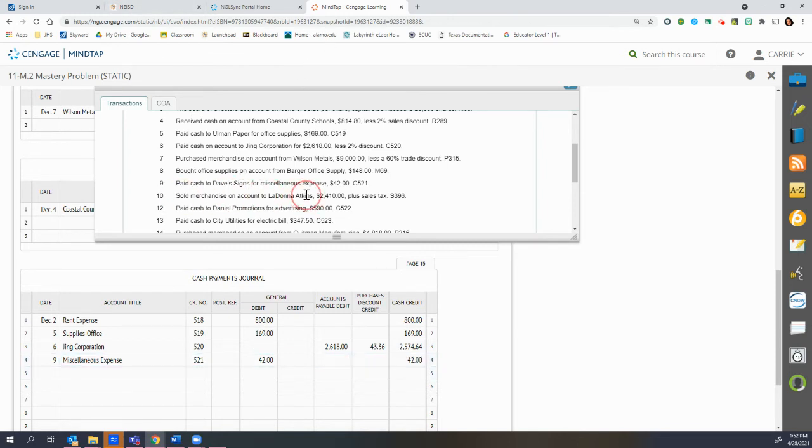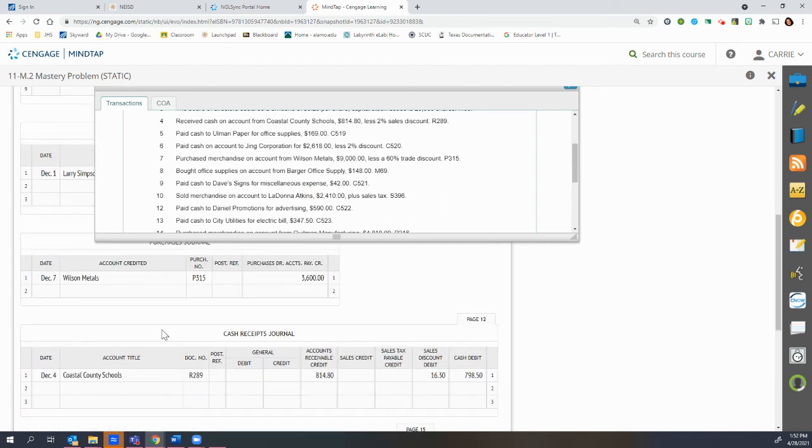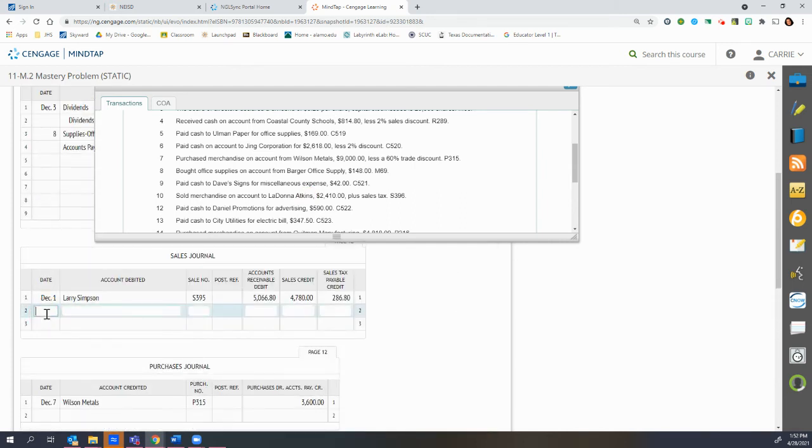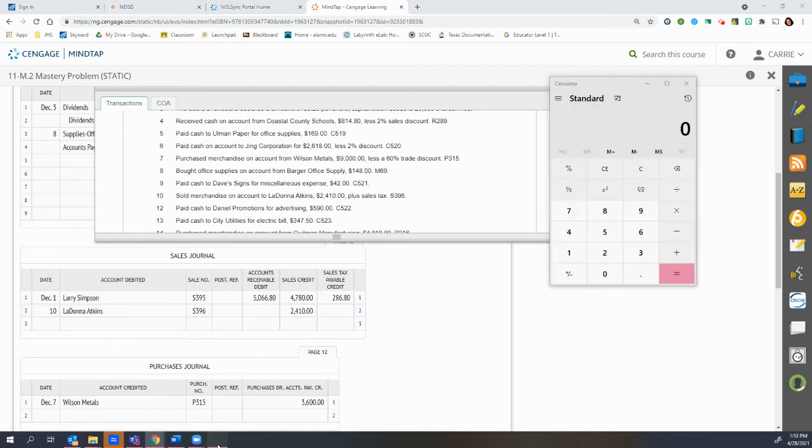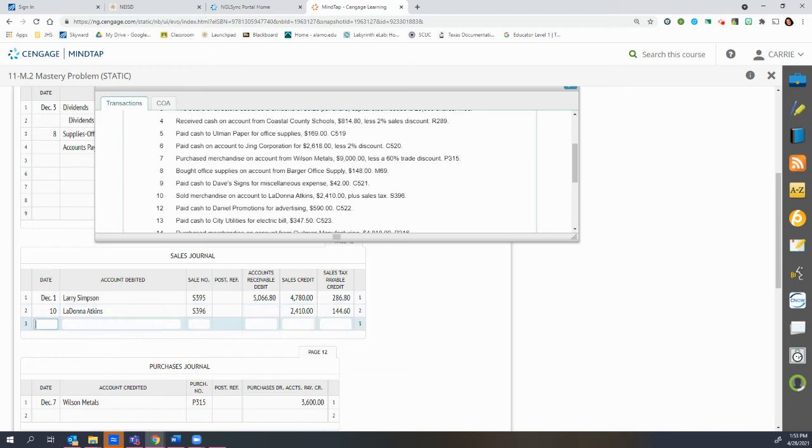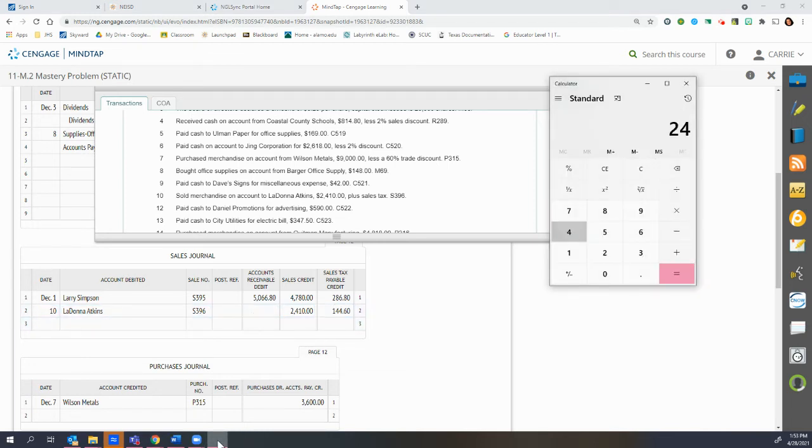And then on 10th, we sold merchandise on account to LaDonna Atkins. So we come to our sales journal and we do the 10th, LaDonna Atkins, sales journal 396, and it's a sales credit of 2410. Our sales tax payable credit, remember, is at 6%, which is 144.60. And then we're going to add those together to get our debit. 2554.60.